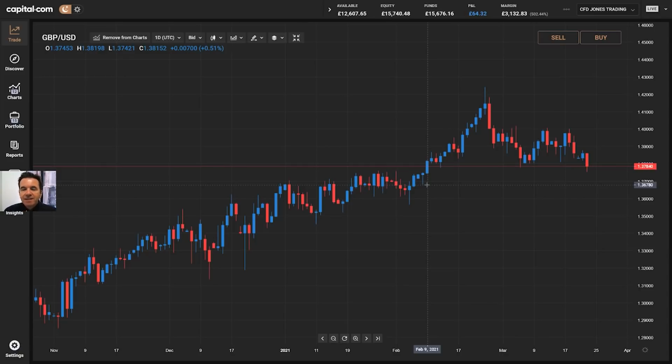So you can see how the different fundamentals will wane and wax in popularity depending on what's going on in the bigger picture. So at the moment, at the time of recording, the first quarter of 2021, inflation and interest rates is what plenty of market participants are focusing on when it comes to foreign exchange fundamentals.